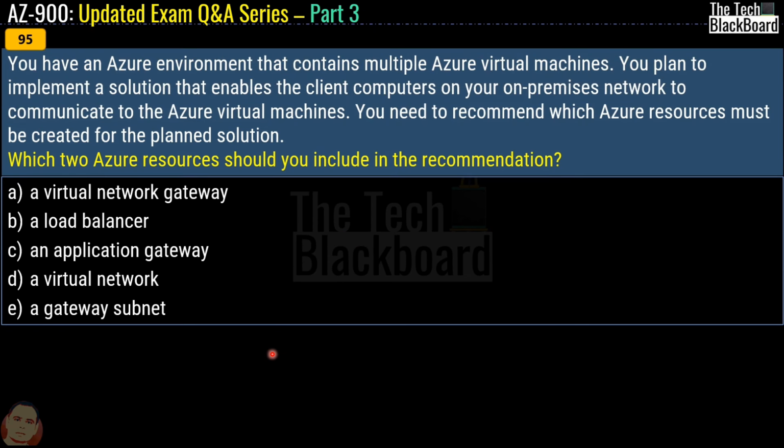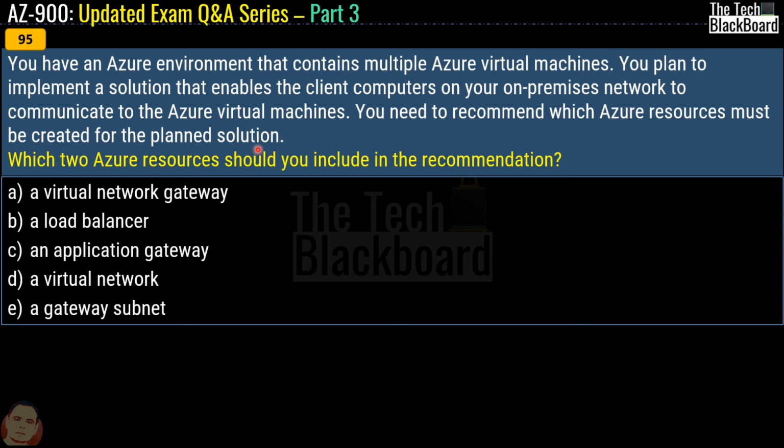Now let's jump to question number 95. This one says that you have an Azure environment that contains multiple Azure virtual machines. You plan to implement a solution that enables the client computers on your on-premises network to communicate to the Azure virtual machine. You need to recommend which Azure resources must be created for the planned solution.